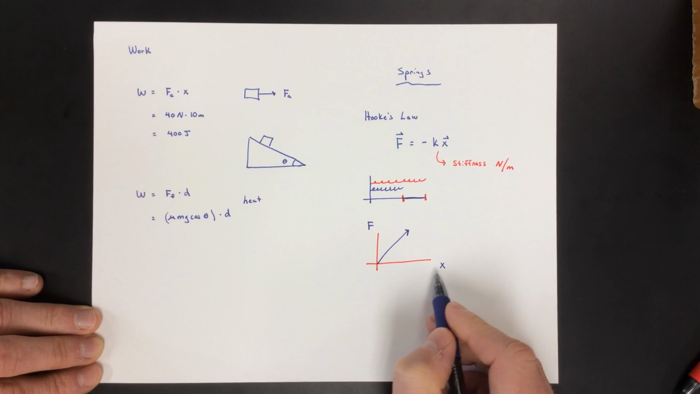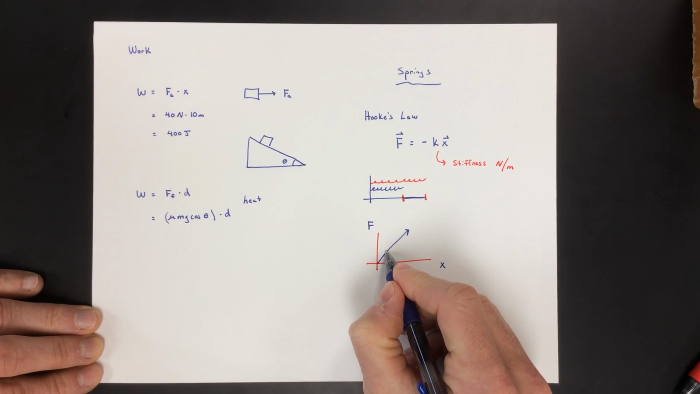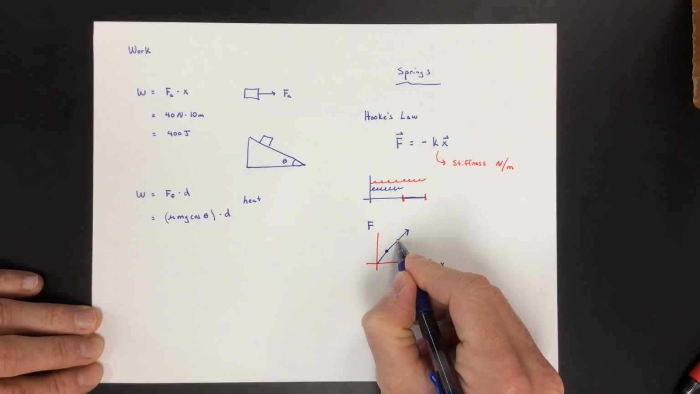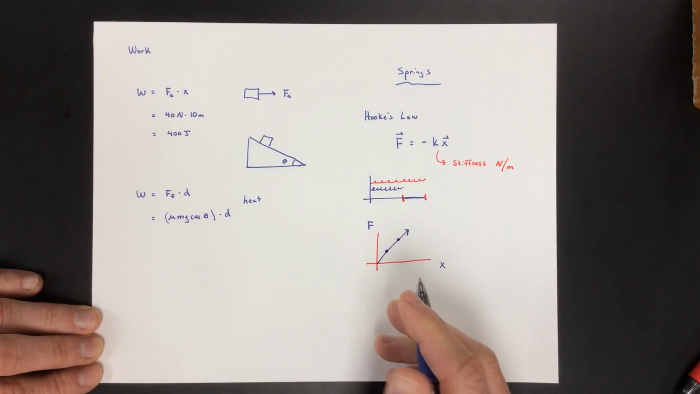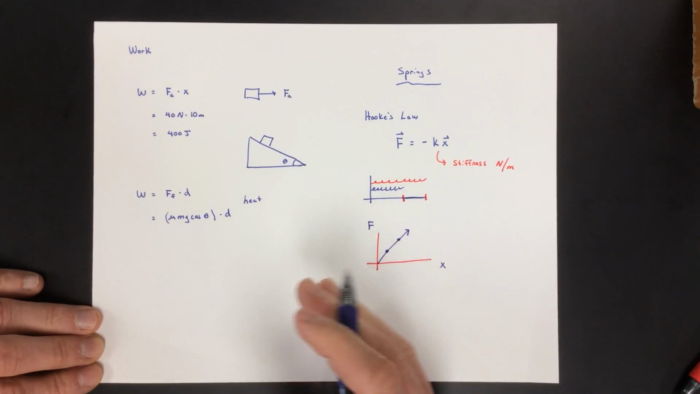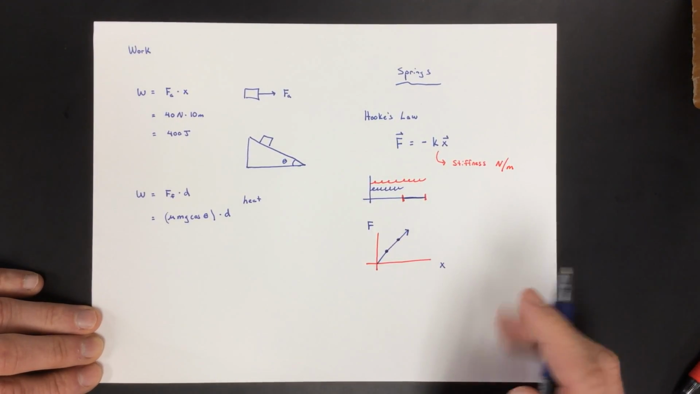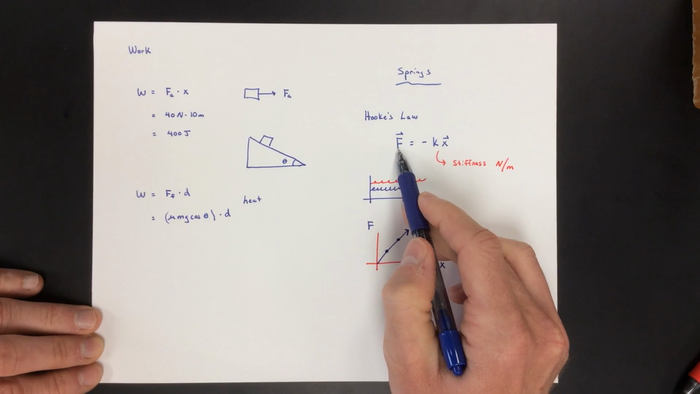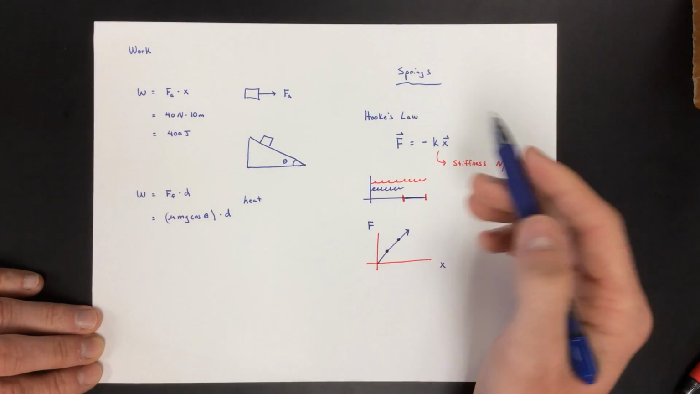Well, if you stretch it 1 meter, there's your force. If you stretch it 2 meters, there's your force. And again, think of stretching a rubber band. Stretch it a little bit. Think about the tension in the rubber band and stretch it more and more and more. Every time you increase x, you increase the force. So this is a non-constant force.